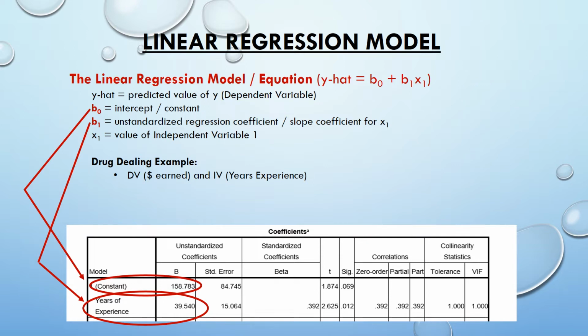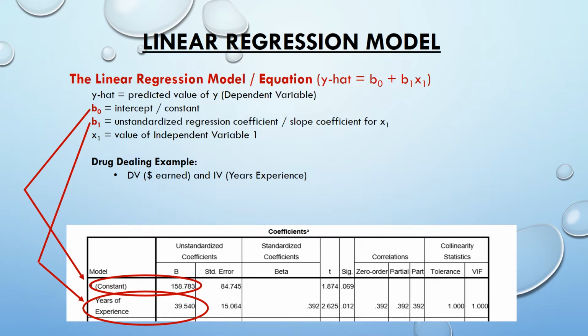Another important part that we find from the output is what is known as B1. B1 is a regression coefficient, an unstandardized regression coefficient. For those of you thinking back to your algebra classes, it's your slope coefficient. It's rise over run. So that's all this is. That unstandardized regression coefficient, B1, is the slope coefficient for our first independent variable. In this model, we only have one independent variable, so we don't have to worry about it too much. That is years of experience. So X1 is our years of experience.